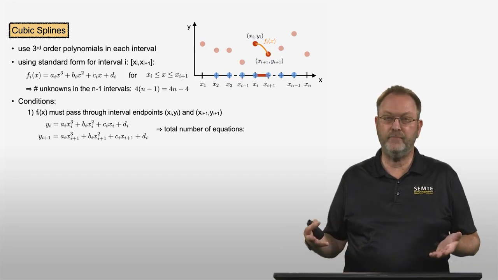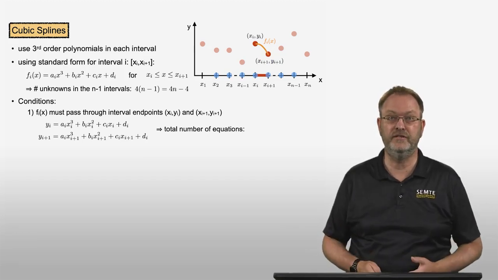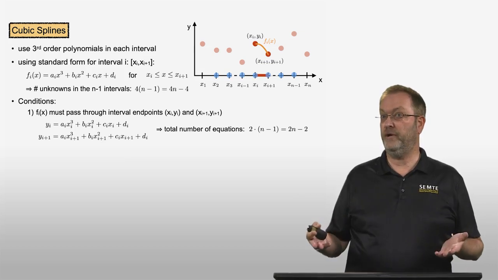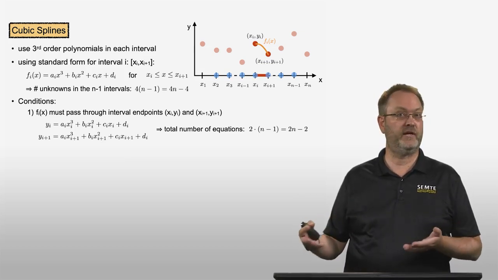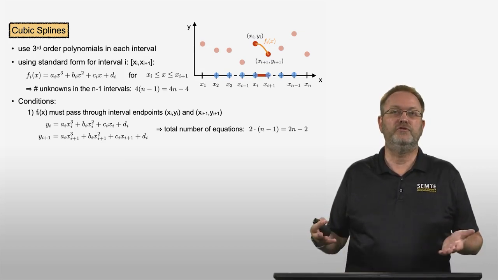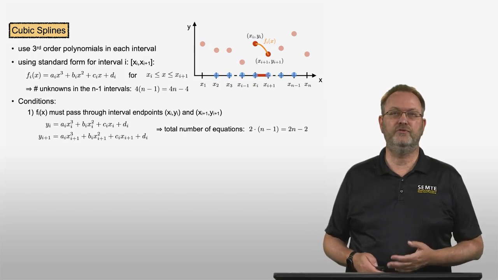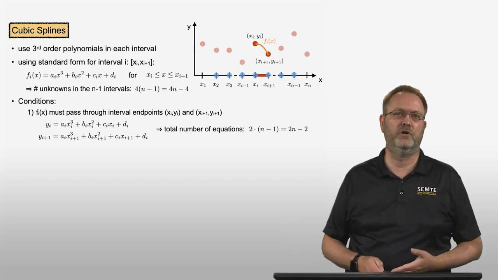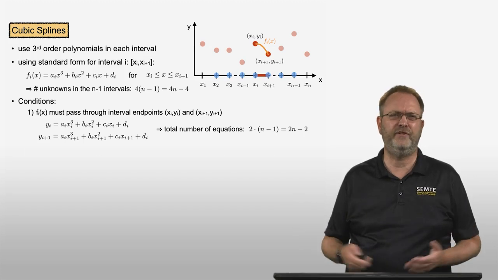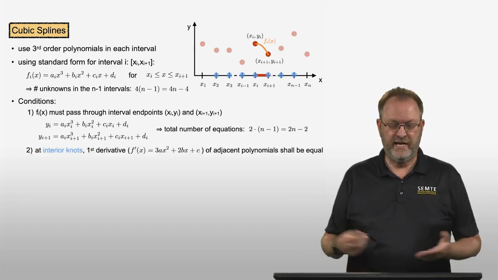Okay, so the total number of equations that I have just determined is 2 equations per n-1 intervals, so a total of 2n-2 equations to determine the 4n-4 unknowns. So not enough equations. What else can I say?